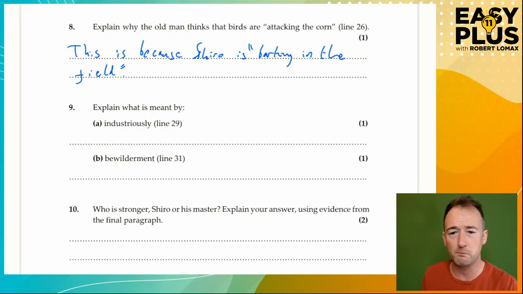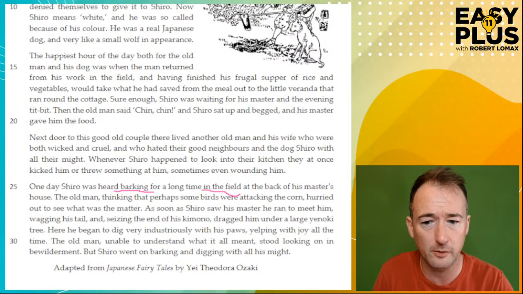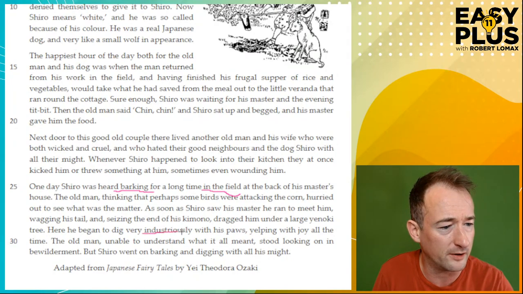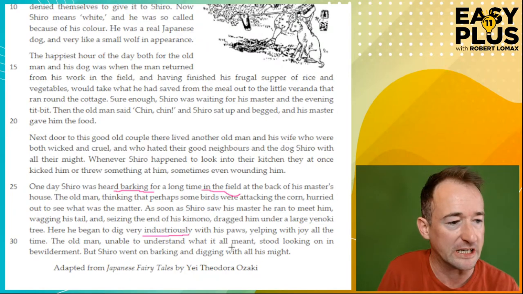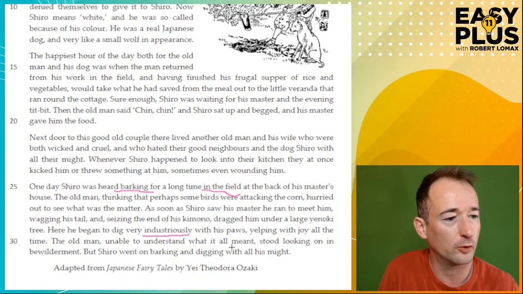Explain what is meant by industriously in line 29. So let's assume that you do not know what this word means. If you know what the word means, it's easy. But let's imagine that you don't. Line 29. So we're down here. First of all, we find it and we underline it. Oops, I'm crossing it out. Let's not do that. Let's underline it instead. There we are. So here he began to dig very industriously with his paws, yelping with joy all the time.